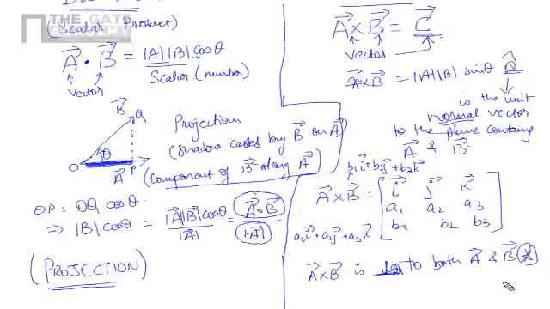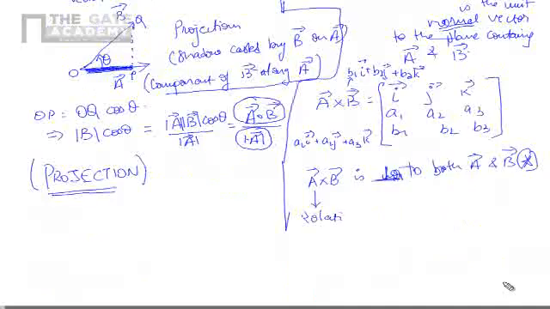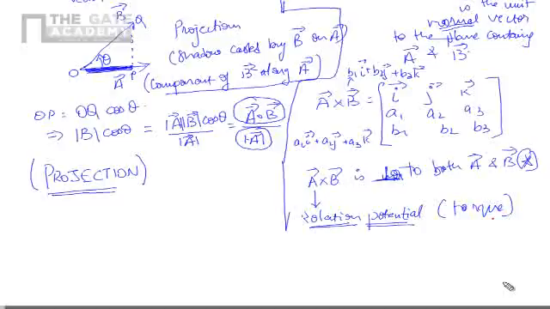This is very important. What A cross B is going to be is nothing but rotation. It is going to give you the rotation potential or the torque. In other words, in pure mechanical terms, I have to say it is going to give you the torque. Now, one more important thing you have to remember: since A cross B is a vector, the magnitude of A cross B will be the same as the magnitude of B cross A.